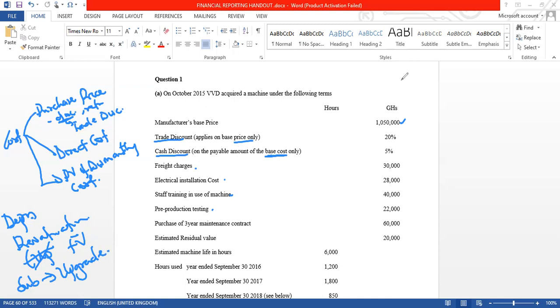So we need to pick out of these things what forms our cost as at this date, so that we will be able to determine our depreciation. Remember, the fact that the company starts in October means that the year runs from October 1 to September 30 of the following year. You need to know that. So quickly, take a look at the question as I pull up the board for us to talk about it.